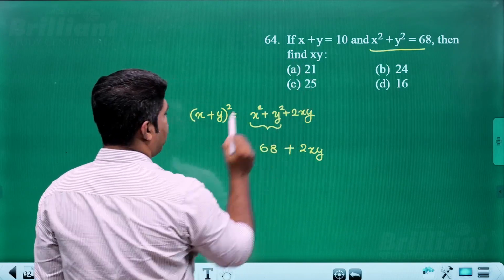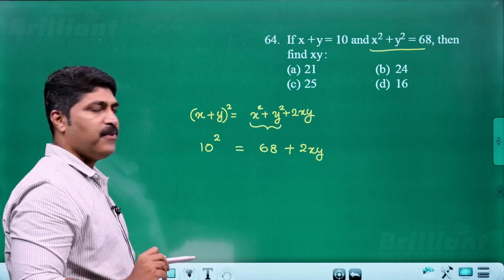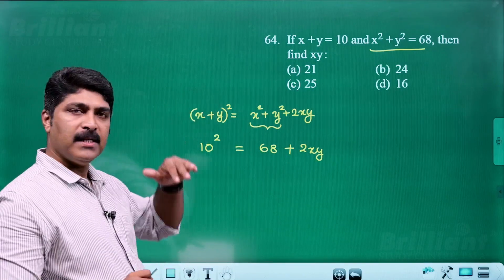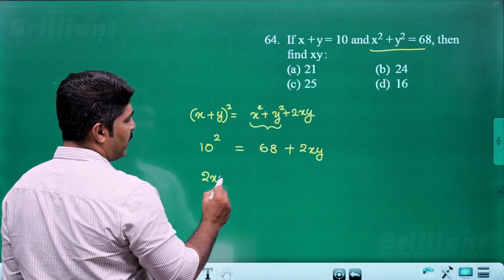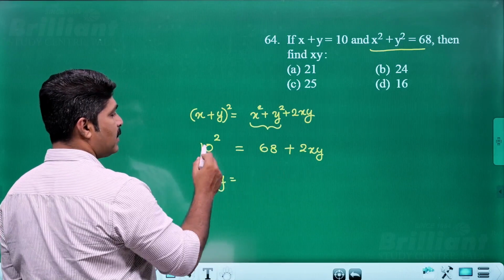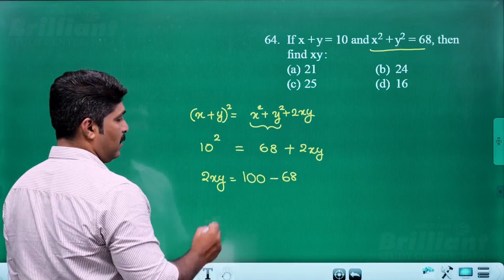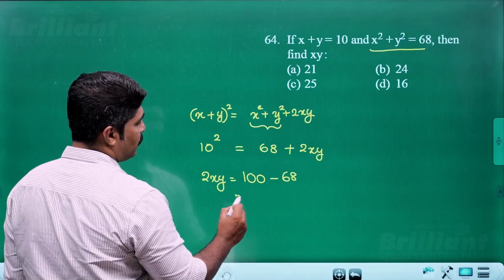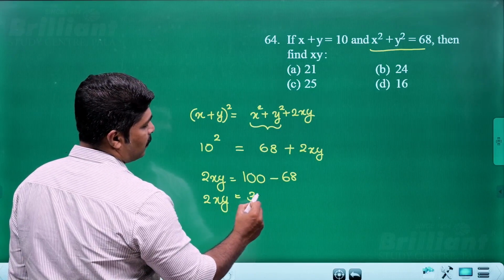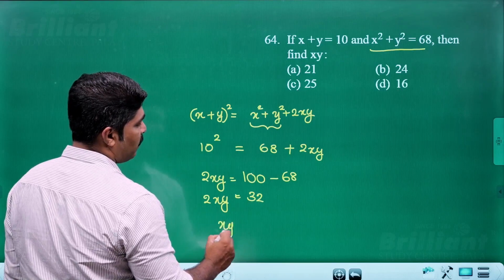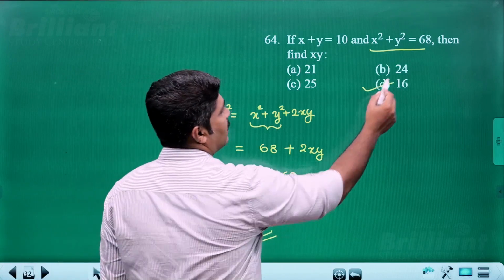What is x plus y here? X plus y, that is 10. Therefore this is 10 square. This is the step of operation here. Understand, that's the application of the identity. So therefore this is 2xy. Just write that term here. This is 100, 10 square is 100, minus 68. Therefore, this right side, that is 2xy, is equal to 32. Then what is the value of xy here? Xy equal to 16. So the answer is option D.